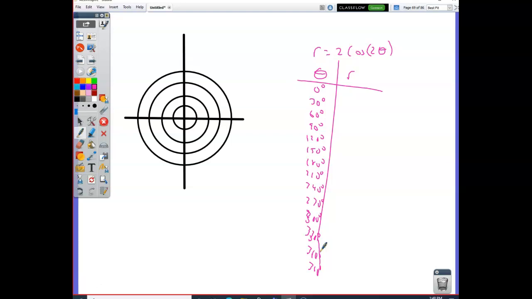Come on, plug a 0 in here. 0. 2 times 0 is? 0. Cosine of 0? 1. 1 times 2? 2. Love it. 30 degrees. 2 times 30 degrees is?